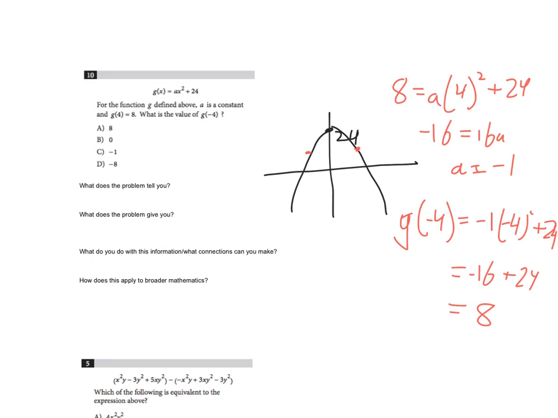So both ways I can see this with axis of symmetry ideas, connecting, oh, I'm given a function, how can I relate a visual and an algebraic and what power that has in solving problems. That's the broader mathematics that's going on here.